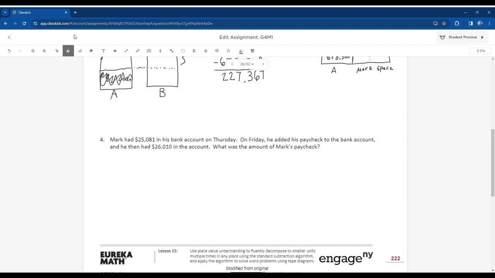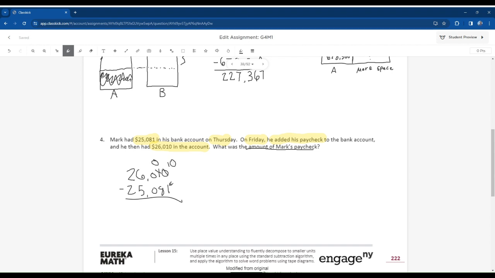And Mark had $25,081 in his bank account on Thursday. On Friday, his paycheck hit. He added a paycheck to his bank account, and it went up to $26,010. What was the amount of Mark's paycheck? So we can do 26,010 minus 25,081. That'll give us Mark's paycheck.